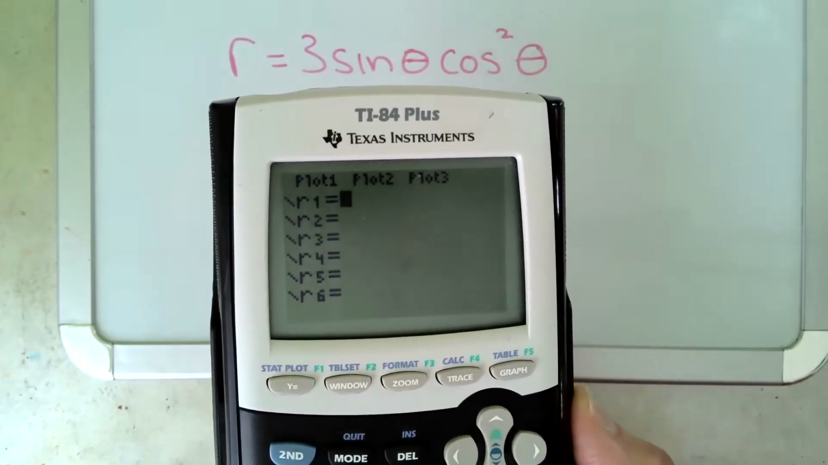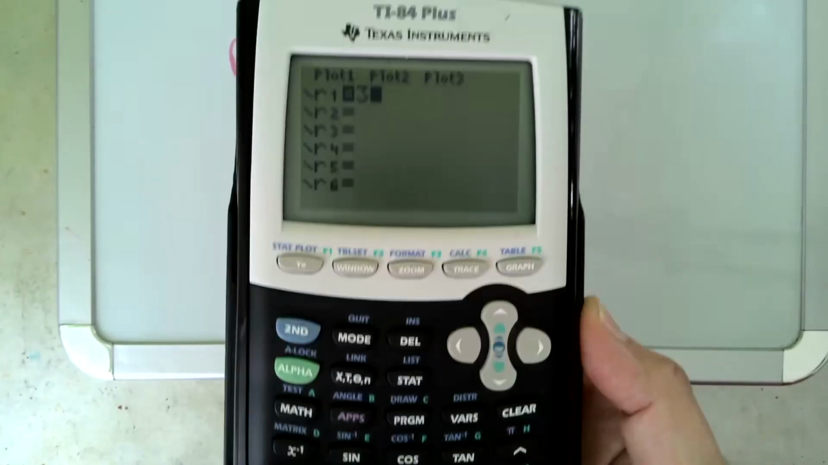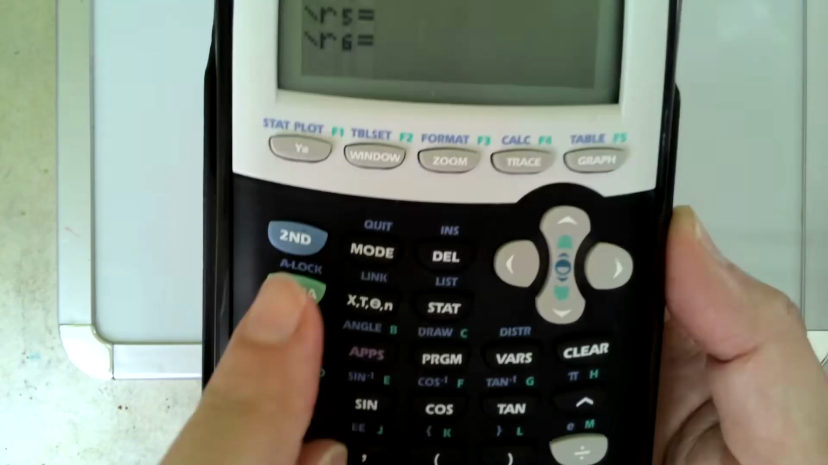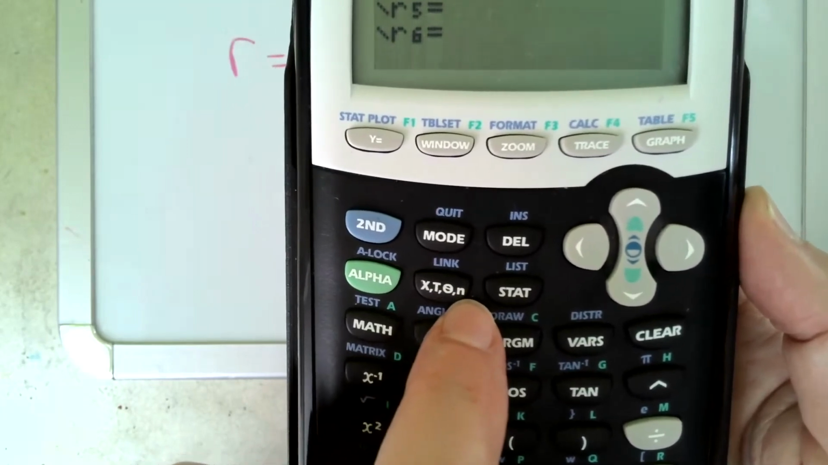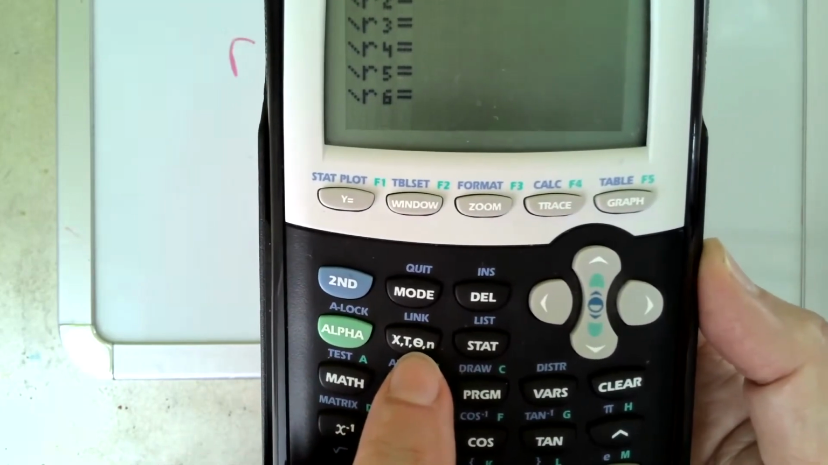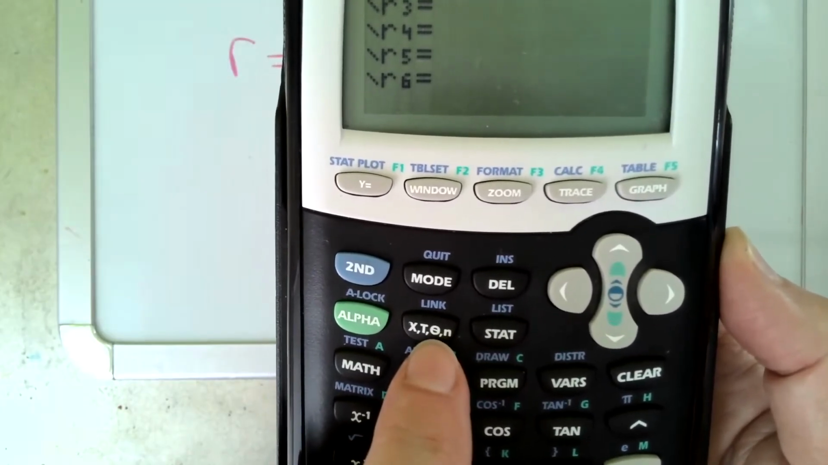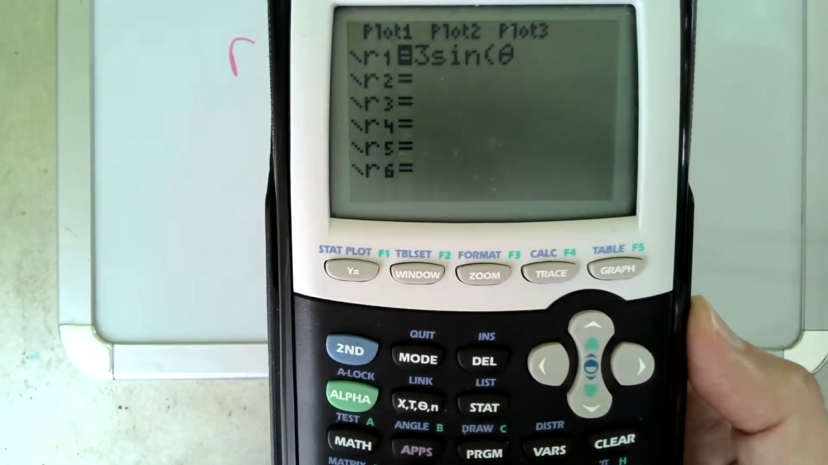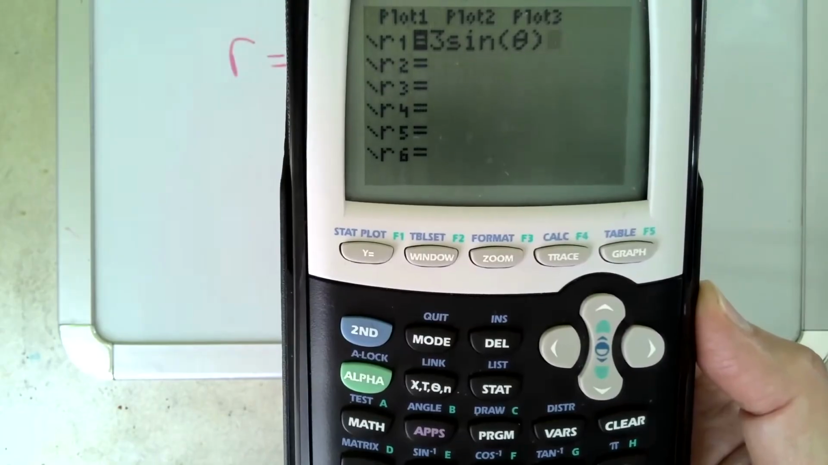Terrific. All right, so we're going to start to enter. 3, and then our sine is right here. Now, where are we going to get a theta? See this button right here, X,T,theta,n. This is where you get the variable for your grapher. And since our grapher is currently in polar mode, it's going to populate it with that theta. So when I press that variable button, there's my theta. All right, so 3 sine theta, close parentheses.